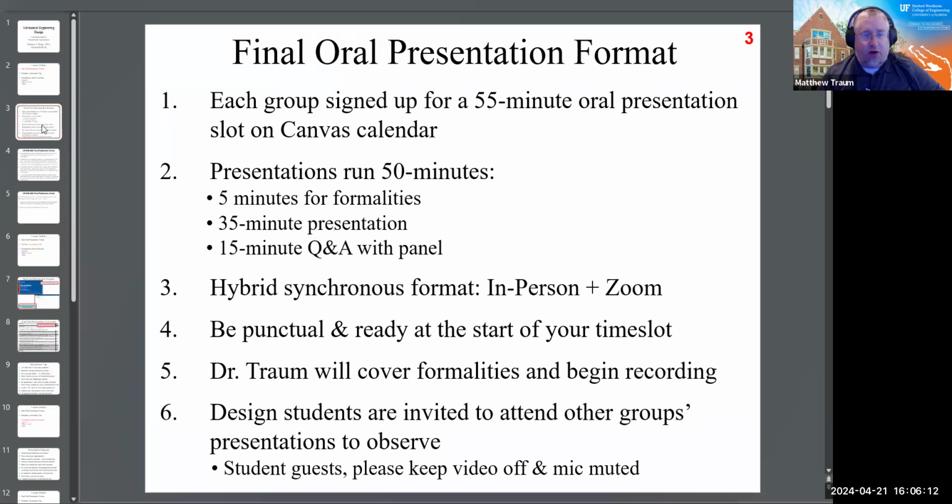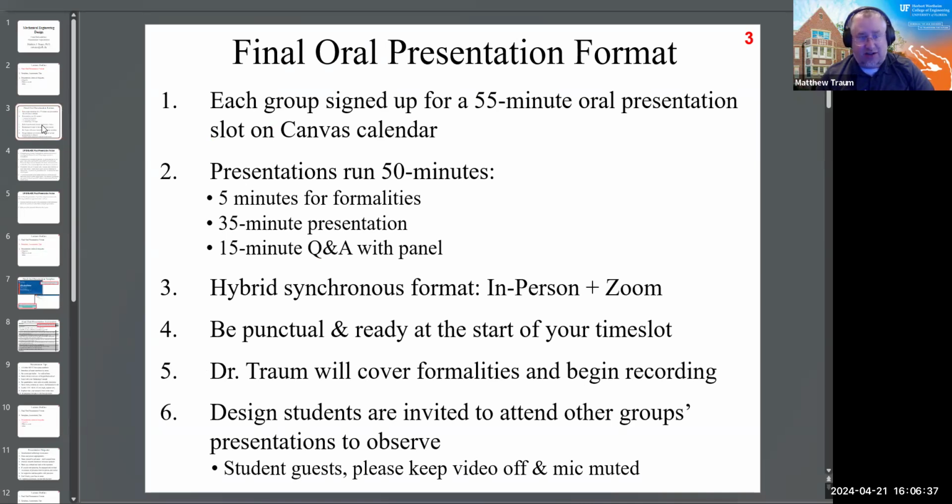Okay, so here's the format. Every group signed up for a 55-minute slot on the Canvas calendar. Five of those minutes are mine. The other 50 are yours. In the first 5 minutes, I'm going to work through the formalities that we have to do at the start of every student presentation, and then I'm going to turn the floor over to you, and you have 50 minutes that you can spend however you want.